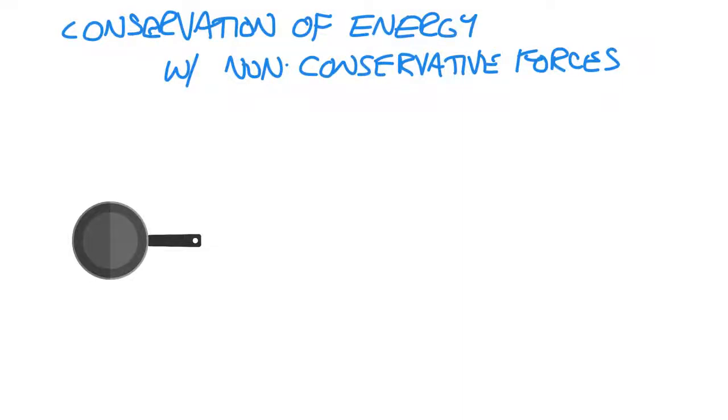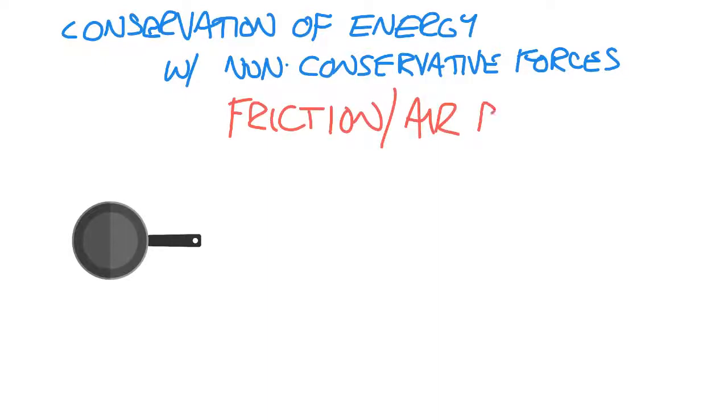Okay, so here's a lesson on how to solve conservation of energy problems if we have non-conservative forces. The non-conservative forces that we're going to have in this case are going to be friction and air resistance. So let's take an example of this.